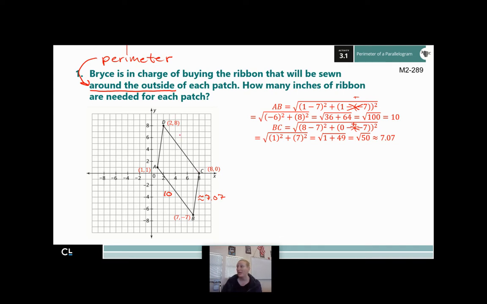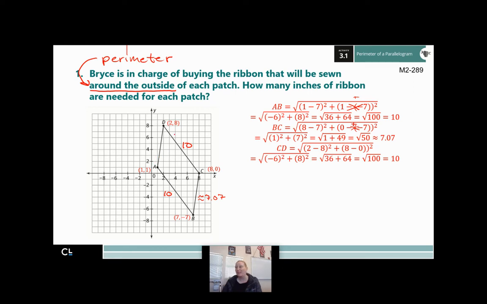And now let's do side CD. I'll subtract my x's, 2 minus 8, and my y's, 8 minus 0. 2 minus 8 is, of course, -6, and 8 minus 0 is 8. -6 squared is 36. 8 squared is 64. I'm having deja vu, are you? If I add them up, I get 100, the square root of which is 10. So that's 10.